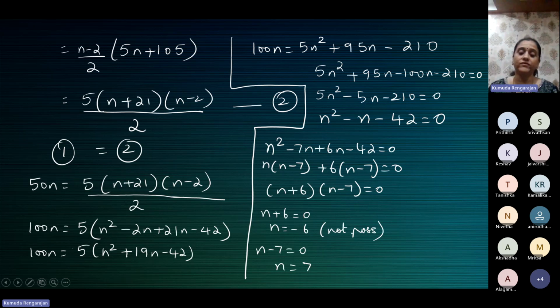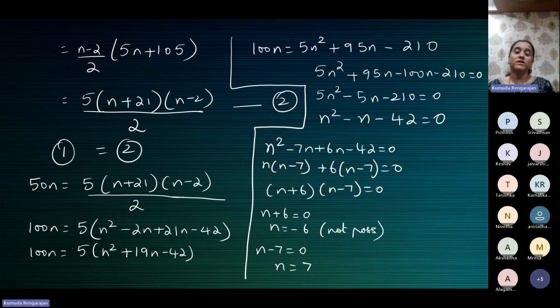So the value of n is 7. Now what is 7? 7 is 7 minutes. And who runs for 7 minutes? The thief. But the question is, for how long did the policeman run to catch the thief? So he runs 2 minutes less. So 7 minus 2, 5 minutes.